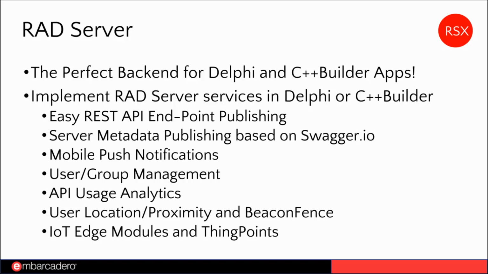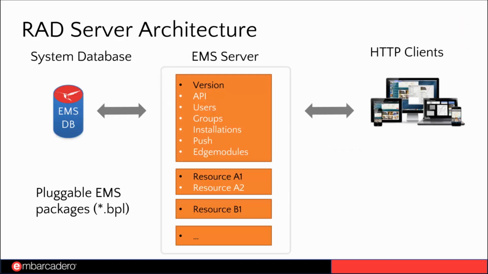Now, RAD Server provides automated Delphi and C++ REST and JSON API publishing and management, enterprise data integration middleware, IoT Edgeware, and an array of application services. Now, those services range from user directory and authentication, push notification support across multiple platforms like iOS and Android, beacon fence support, which is our indoor and outdoor geolocation services support, and JSON data storage.